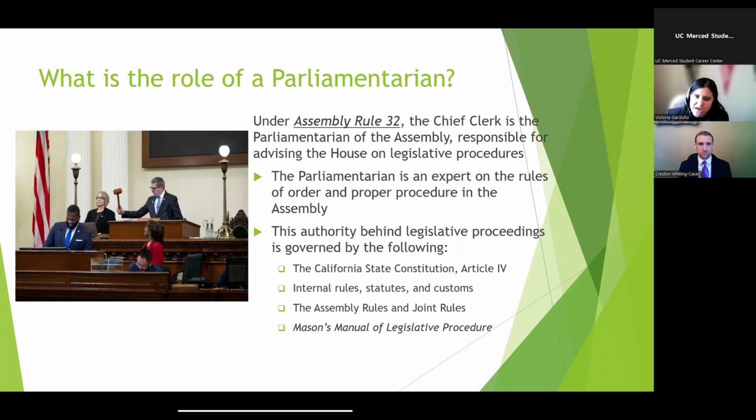And so the parliamentarian is an expert on the rules that we use here in the assembly. So whether it's assembly rules, joint rules, or the Constitution, they're really the expert if there's ever a question as to the process.